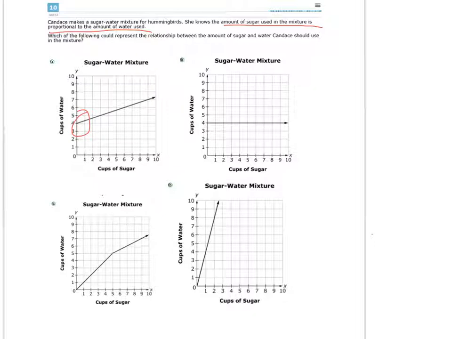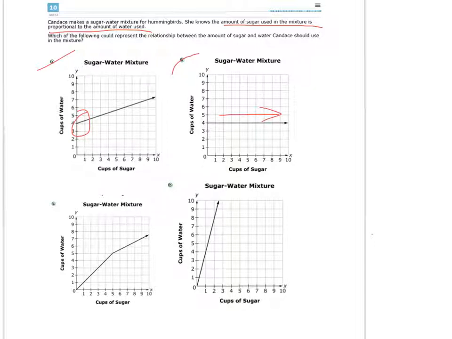And then for letter B, we know that it's going to be proportional, meaning that every time you increase the amount of sugar, the water amount of cups should also increase. It should not be just a flat proportional relationship. So in this case, since there is no ratio for each mixture, then this also is not a constant.